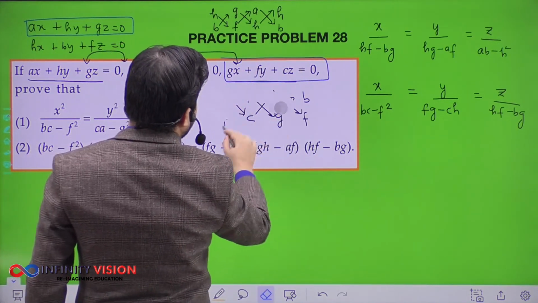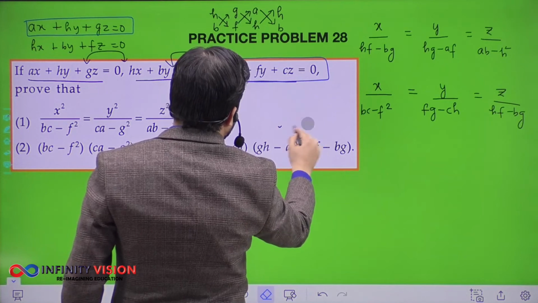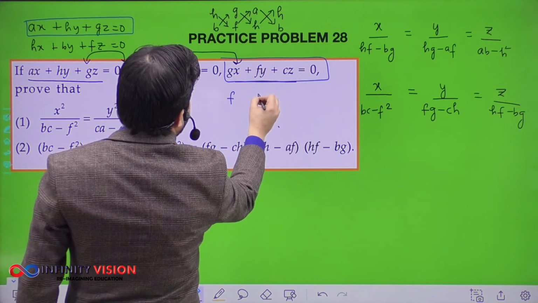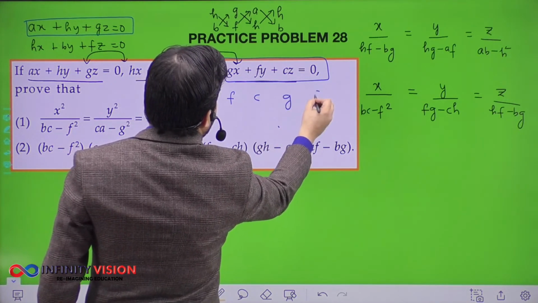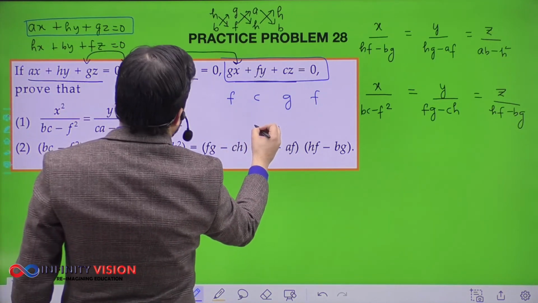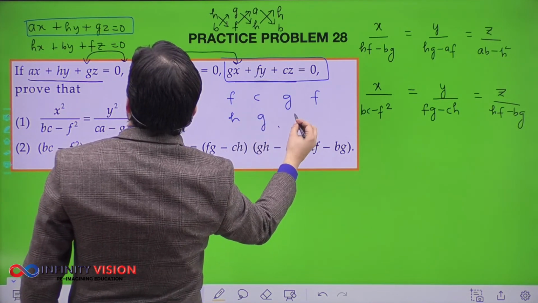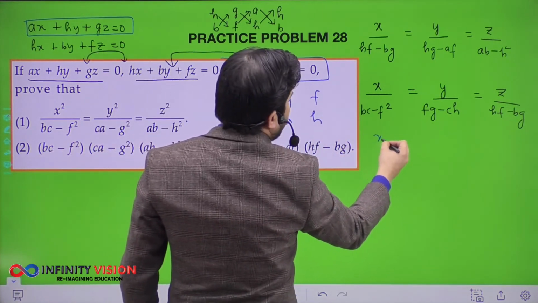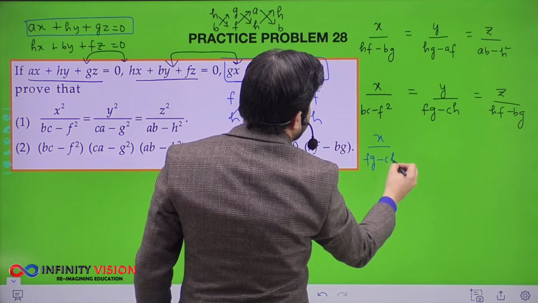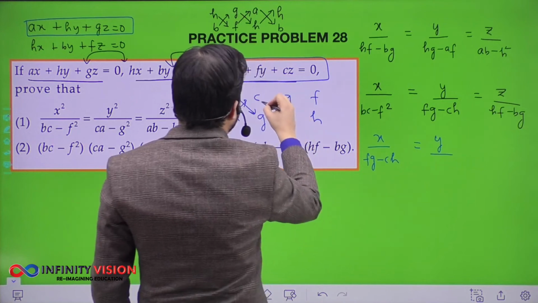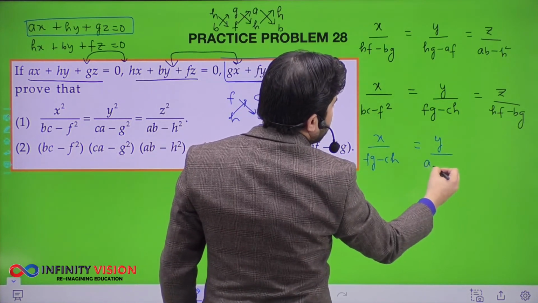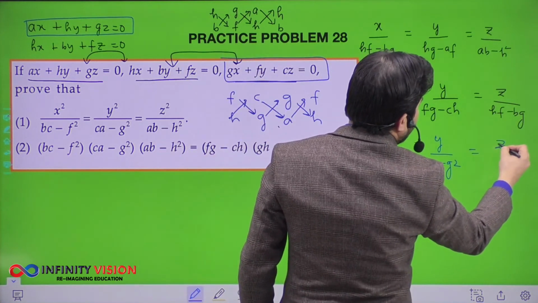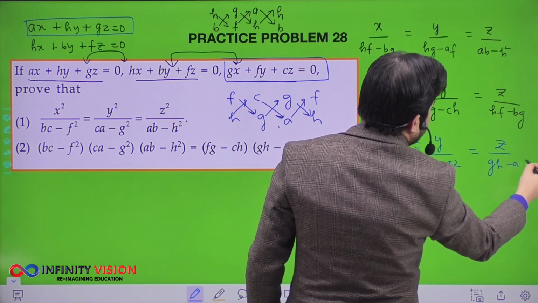Let me clean this up. For writing the multiplier for cross multiplication, I am going to write f c g f, and for this I am going to write h g. So the first guy would be fg minus ch, so x upon fg minus ch, and y upon ac minus g square, and this is going to be gh minus af, z upon gh minus af.